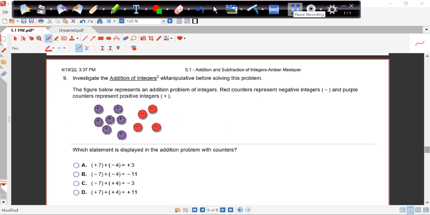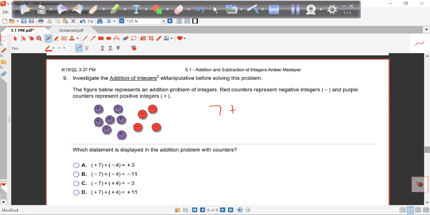Number 9, we're looking at addition of integers using the charge field model. So if I'm looking at this one, I have 1, 2, 3, 4, 5, 6, 7 positives and 4 negatives. So 7 plus negative 4 is going to give me A.